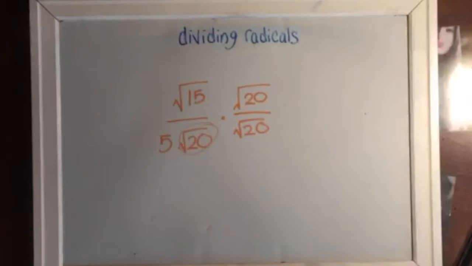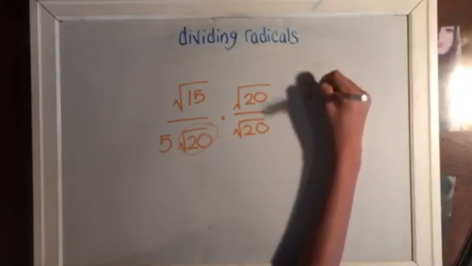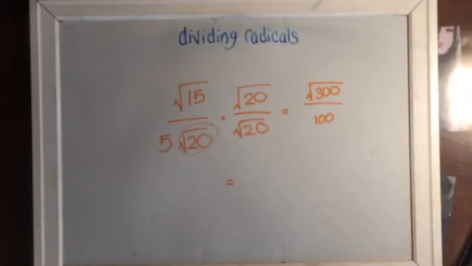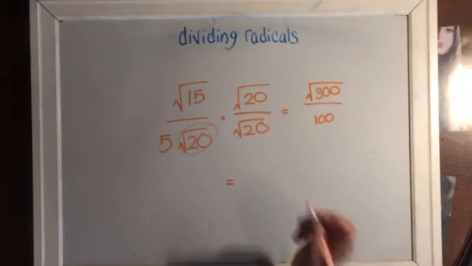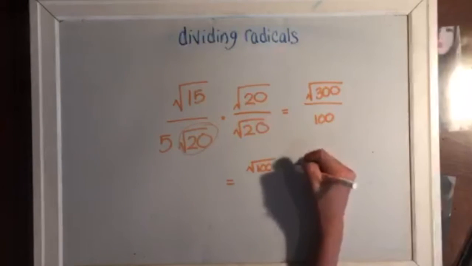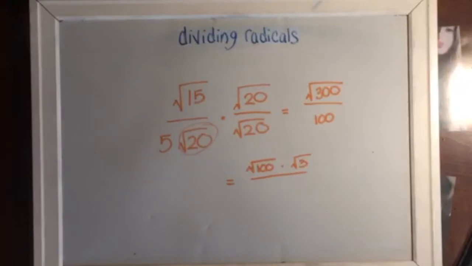So now we're going to be multiplying the top, the numerator, rad 15 times rad 20, and that equals rad 300. And in the denominator, we're going to be multiplying 5 rad 20 times rad 20, and that cancels out rad 20 to regular 20 times 5, which equals 100. So now what we're going to have to do is simplify the rad 300, and that's going to go into rad 100 times rad 3. And then the denominator stays 100.